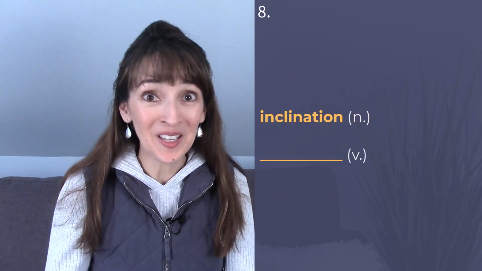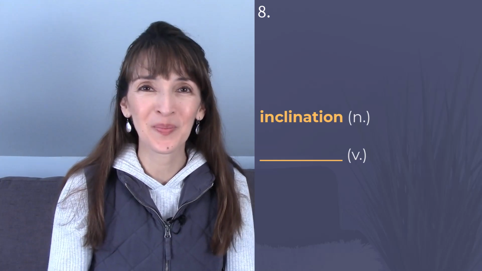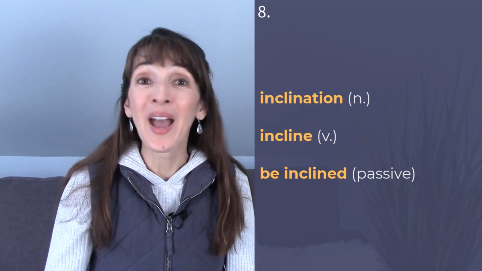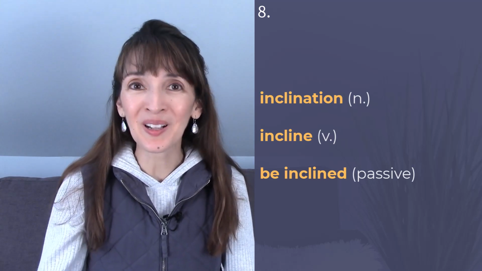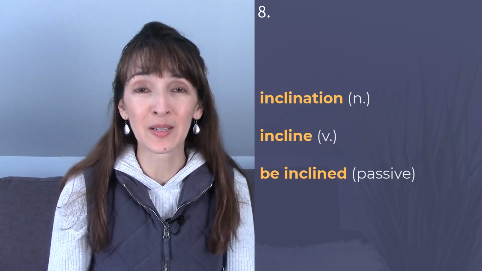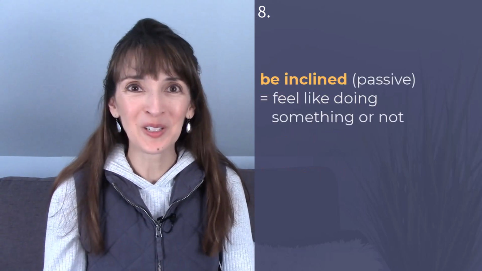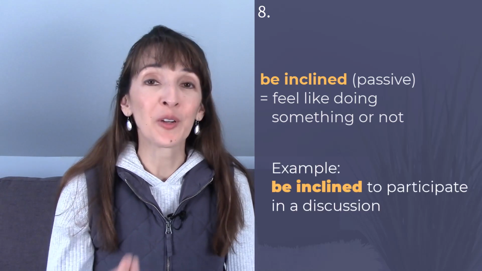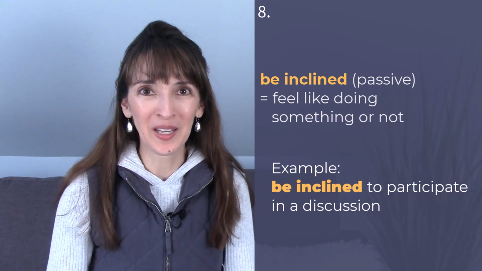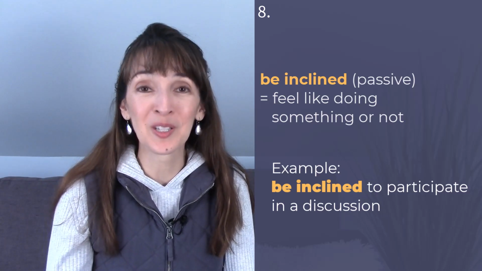If you look inside the noun, can you see the verb? Incline. The passive -ed form, be inclined, functions more like an adjective describing someone's feelings. They either feel like doing something or not. If you're inclined to participate in a discussion, you feel like participating. You have the desire to participate.